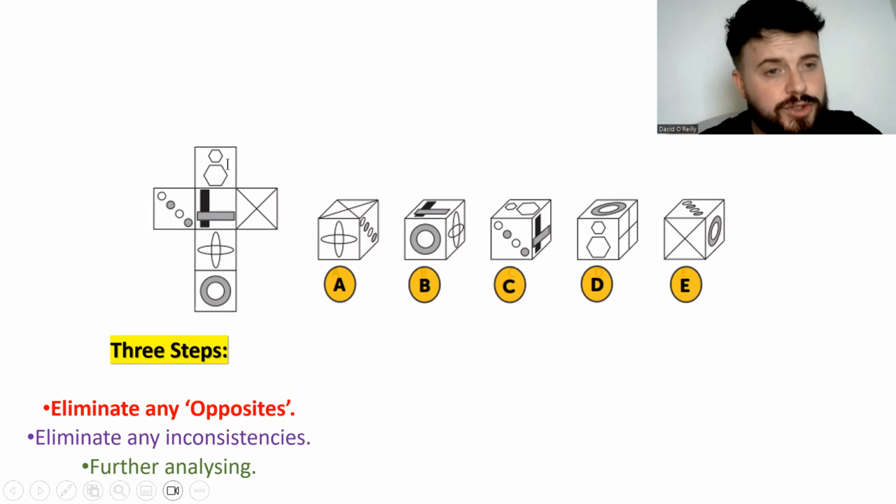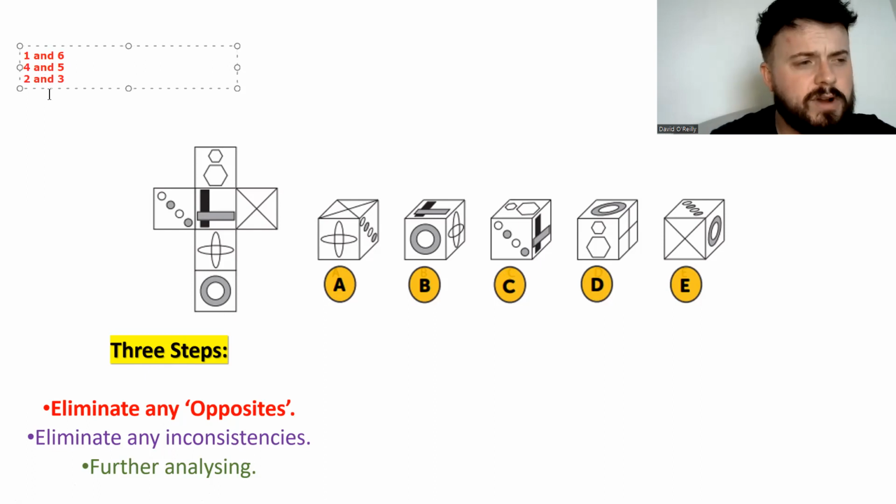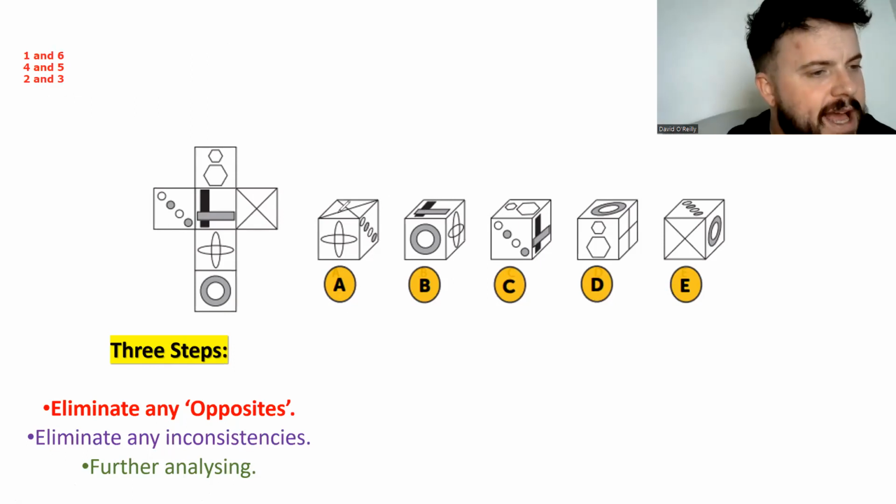Let's not write the numbers onto the net, but what we will do is we'll write the opposites. So we've got 1 and 6, 4 and 5, 2 and 3. But I'm not going to write them on the net because hopefully we can remember the order now. Okay. So does this one have any opposites?